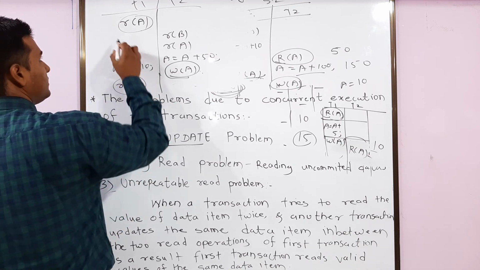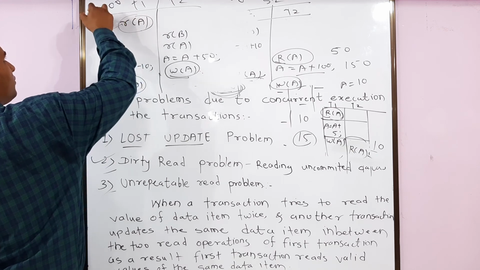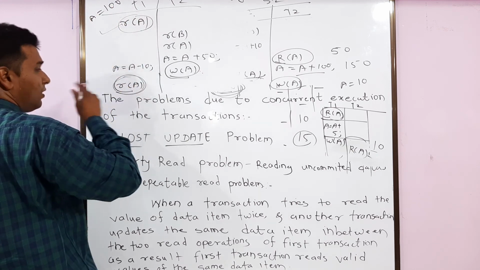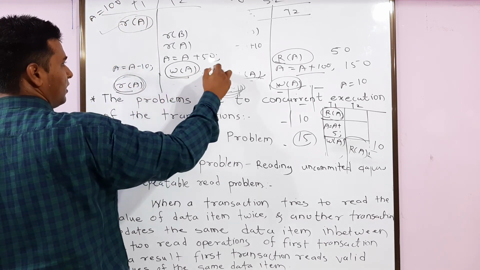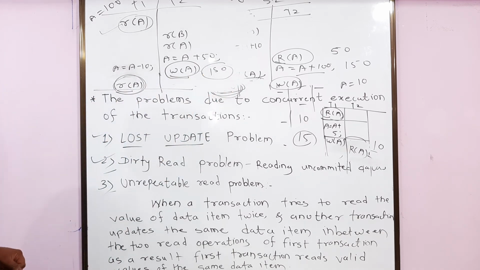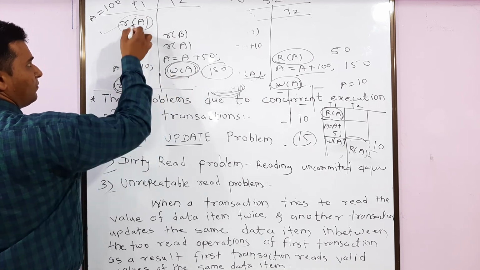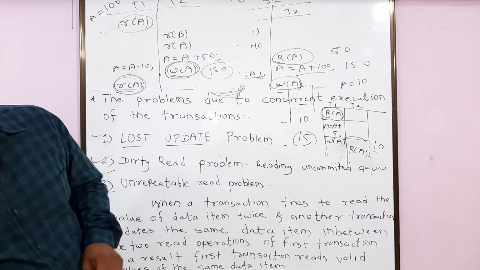In this case, this transaction is reading the correct value of the original table, let's say A is equal to 100, but the second read is reading 150, and this is called the unrepeatable read problem. Hope you understand this problem. We have two read operations in the same transaction, and in between, the value of that same data item is updated or written.